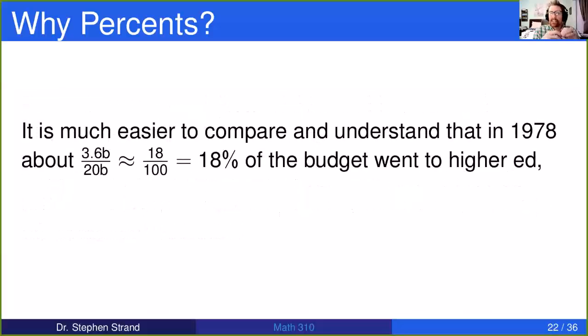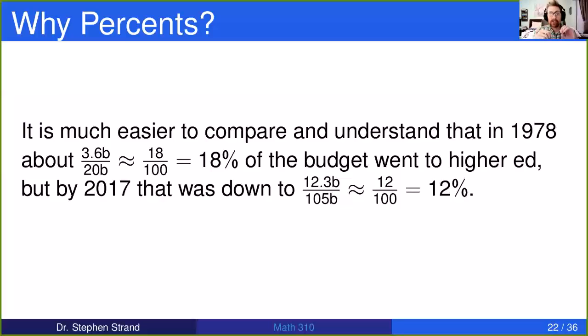All right. So what we do then is look at the 1978 numbers. We're looking at 3.6 billion out of a total of 20 billion. And if we convert that to a percent, that means we come up with an equivalent fraction that's out of 100. That works out to be about 18 out of 100, or 18%. Whereas the 2017 number, which was 12.3 out of 105, works out to be only about 12 out of 100, or 12%. So you can see that even though in raw dollars, it looks like we're spending more, if we look at the percentages, it shows us that California is spending quite a bit less on higher education than back in 1978. And these numbers are not exact, but they are approximate from history.